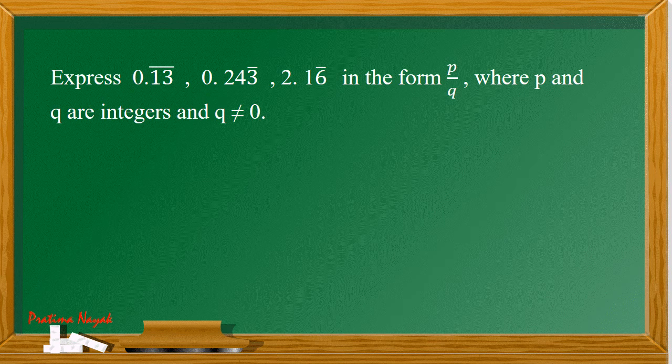So now it is for your practice. Express 0.13 bar, 0.23 bar, and 0.1 with the bar only on 6 in the form of p by q, and practice.